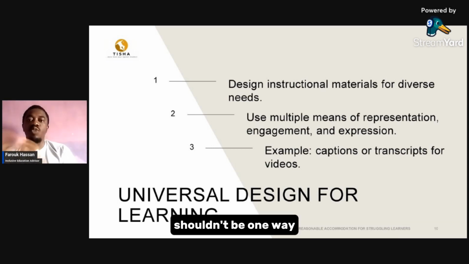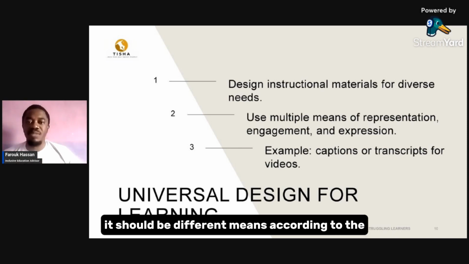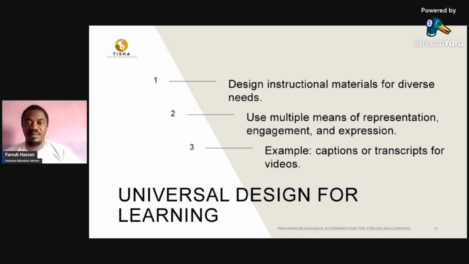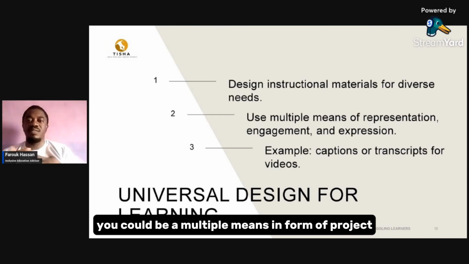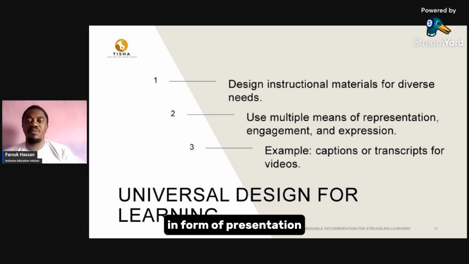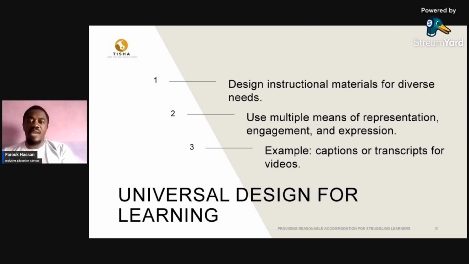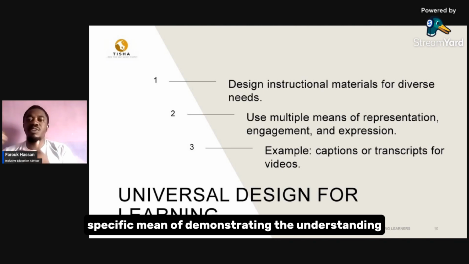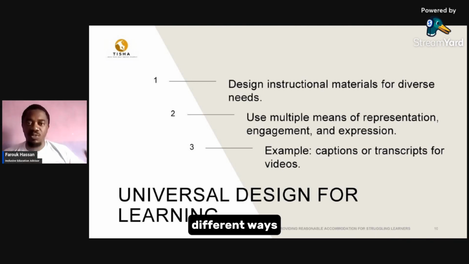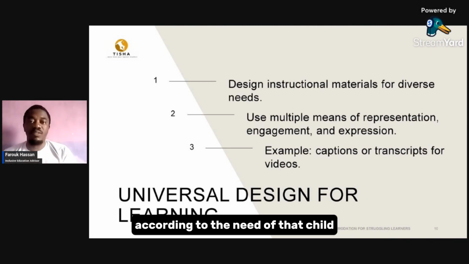It shouldn't be one way, it should be multiple means, different means according to the strength of that child, according to the need of that child. It could be multiple means in form of project, in form of presentation, in form of individual work. It doesn't have to be a specific means of expression, it's a specific means of demonstrating their understanding, different ways according to the need of that child.